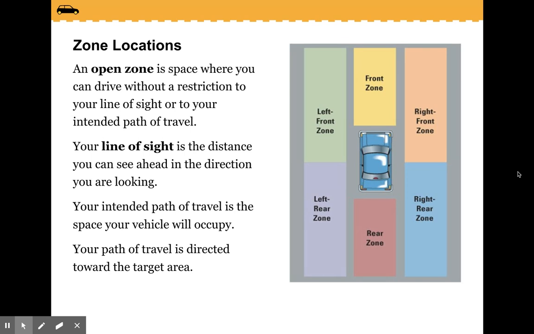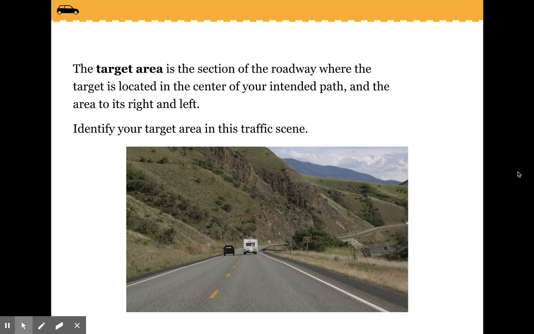Your line of sight is the distance you can see ahead in the direction you are looking. Your intended path of travel is the space your vehicle occupies. Your path of travel is directed toward the target area. There's a picture of your zone locations. The target area is a section of the roadway where the target is located, in the center of your intended path and the area to its right and left. Identify your target area in this traffic scene.